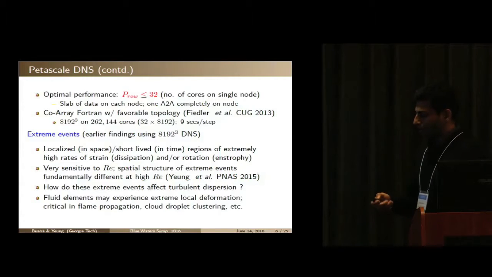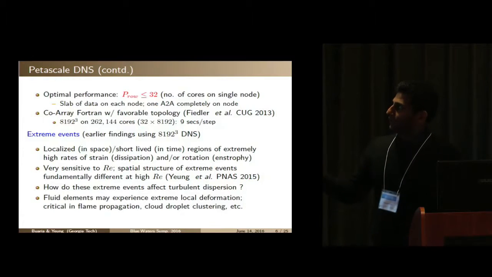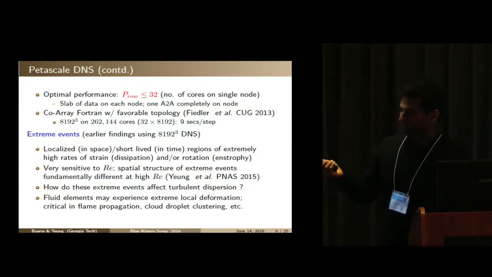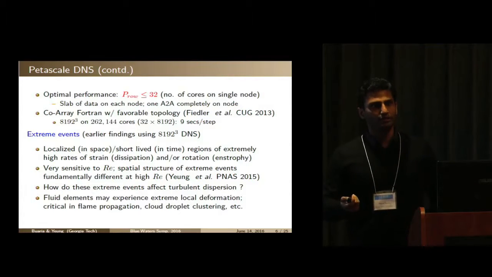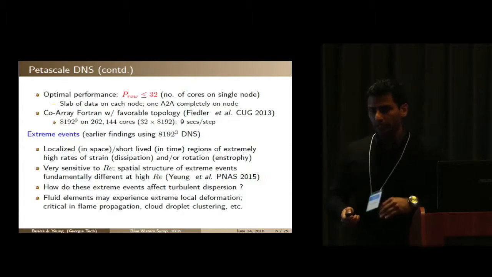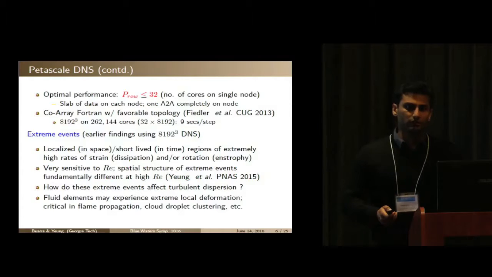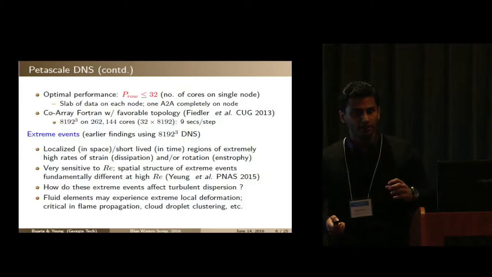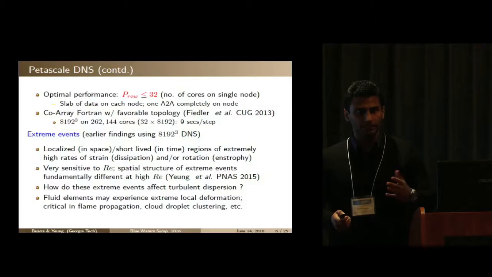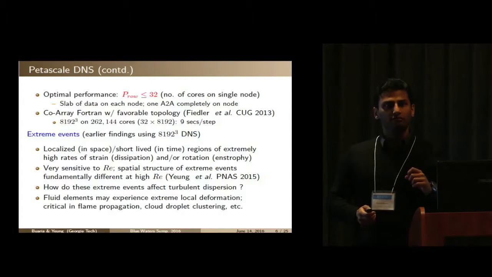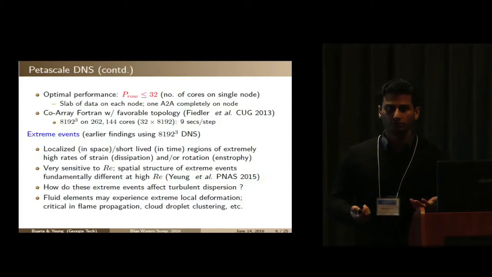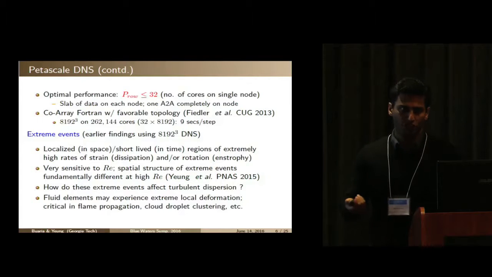Using this DNS, some of the earlier findings that we reported were based on the extreme events occurring at high Reynolds number, where extreme events are localized and very rare regions occurring both in space and time, which have very extreme high rates of strain or rotation, essentially very high dissipation and enstrophy.